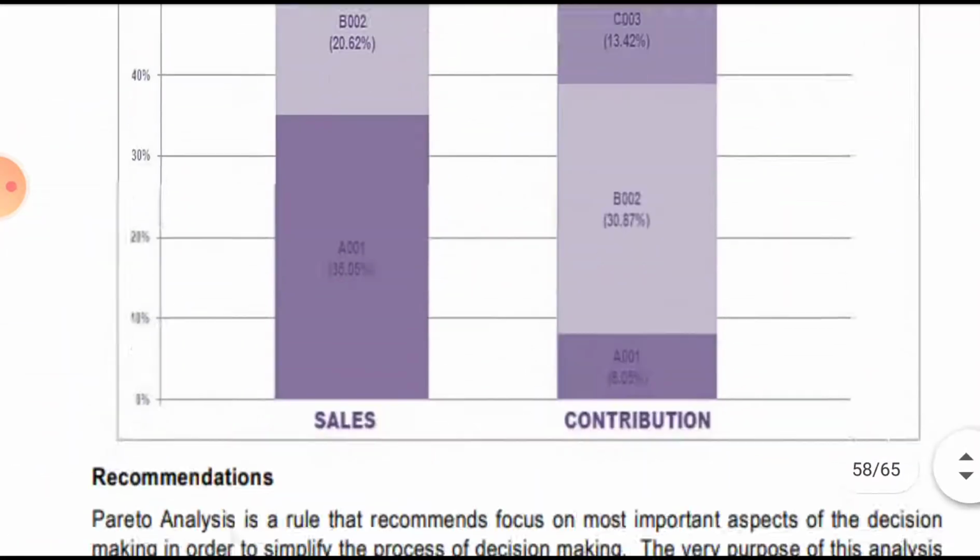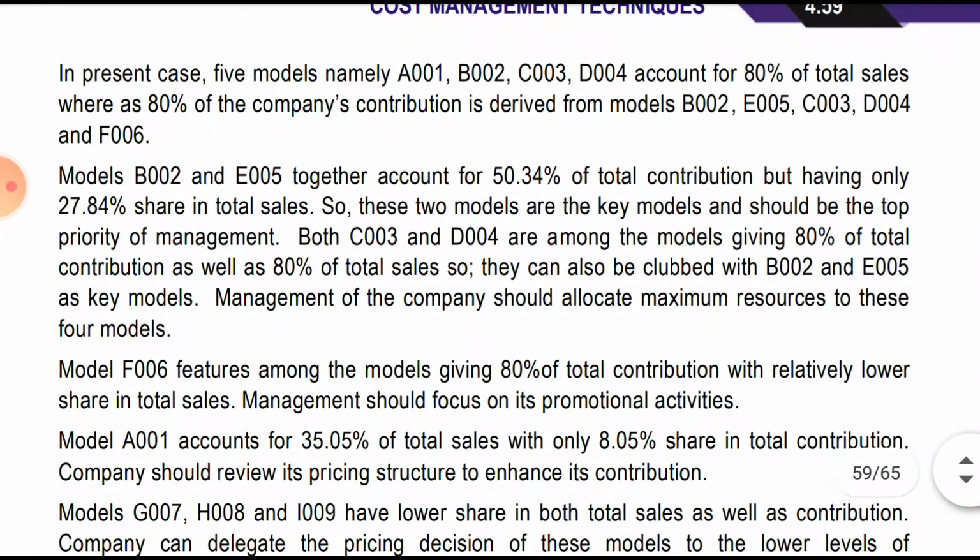Okay, now we will read out the answer. In the present case, the five models, namely A1, B2, C3, amount to 80%, and similarly for the contribution they have written the four names, and F6. The models B2 and E5 together account for 50% of the contribution, but have only 27% of the share in the sales. So they are giving profit of this much, but the sales share is only 27%. So these two models are the key models and should be the top priority of the management.